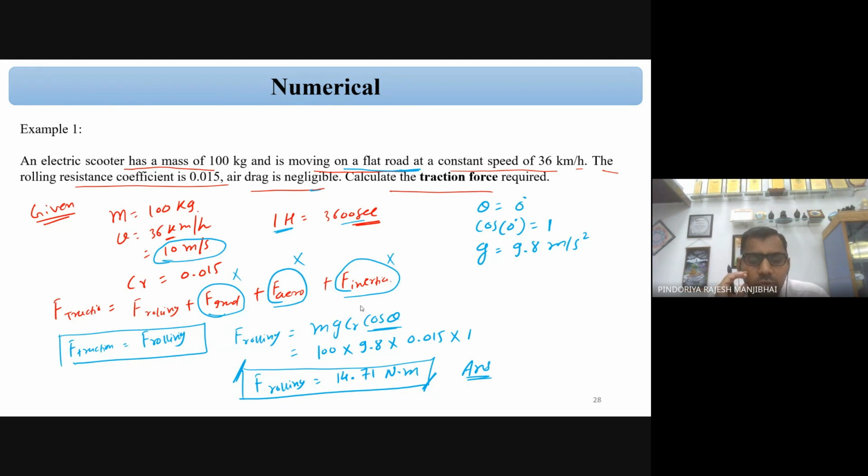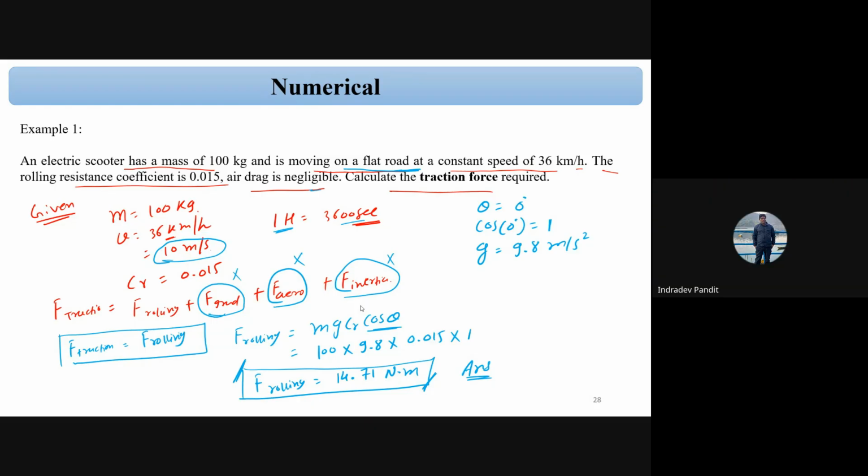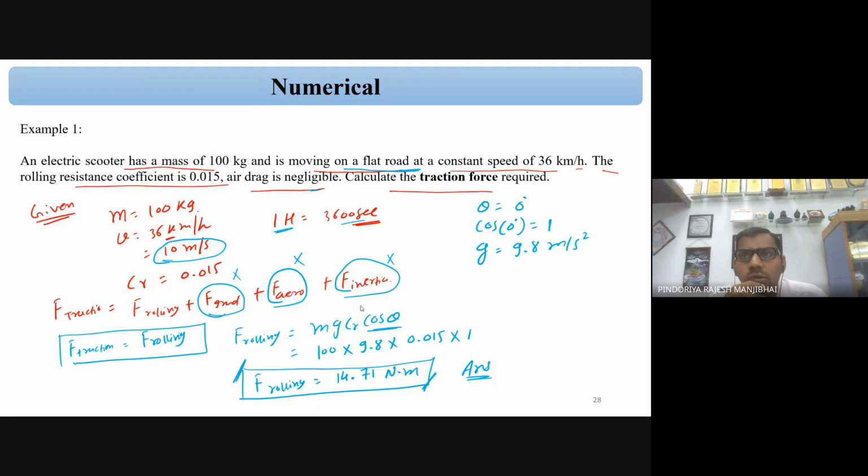Any confusion for this numerical? Is the rolling force in Newton meter or Newton only? Newton meter is torque, correct? So force is only Newton. Yes, I wrote that for the torque. Torque is Newton meter. Force is only Newton, not Newton meter.